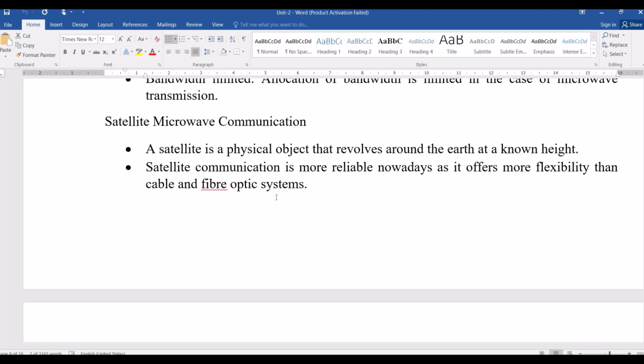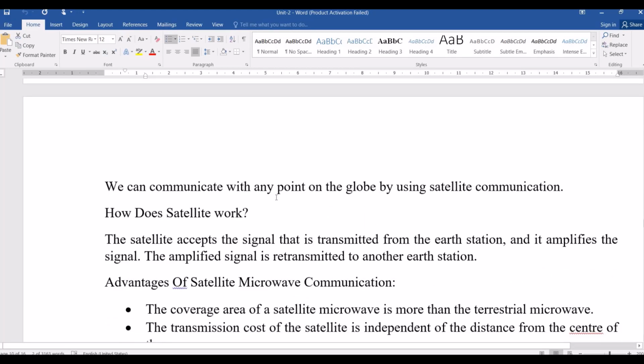Like this, satellite communication is more reliable nowadays and more flexible than the cable and fiber optic system. Laying cable is very difficult in forests and places like that, but satellite communications can focus on different types of locations. So it resolves the issue. And also we can communicate with any point of the globe by using satellite communications.